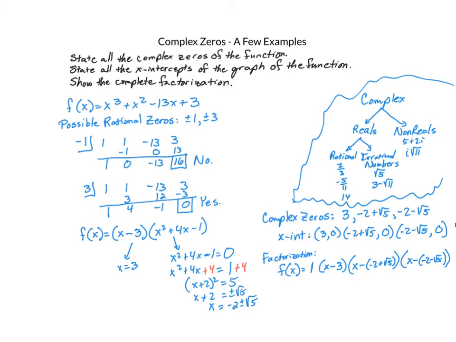But it is a little bit nicer to get rid of the double sets of parentheses, so let me just take one last step here. I'm going to have f of x equals x minus 3 times x plus 2 minus the square root of 5 times x plus 2 plus the square root of 5. And we have the complete factorization done.